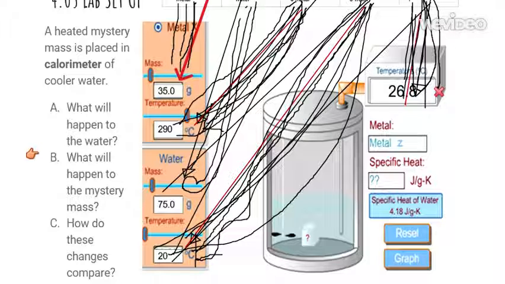What will happen to the mystery mass? Well, of course, it's losing that heat, as Sam mentioned earlier, Betty. And we really have to wait for this experiment to happen, right? It's not instantly going to reach thermal equilibrium. It's going to take some time. So we, if we had this set up, could kind of graph temperature versus time and see that change progress. And then, this is probably the most important question here, letter C. How do these changes compare? So we know the water is gaining heat. The metal is losing heat. How do they compare?